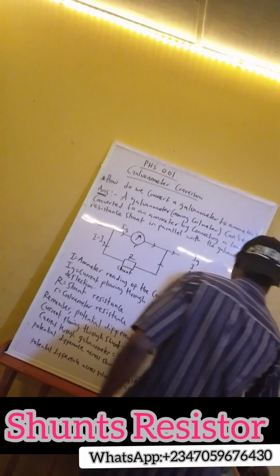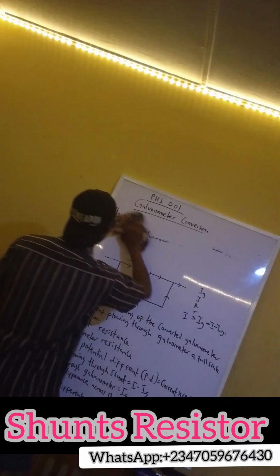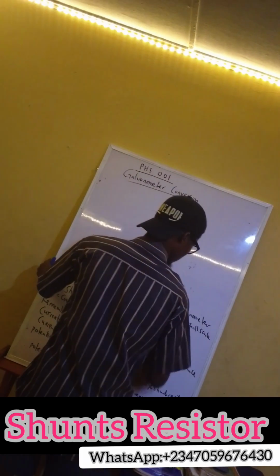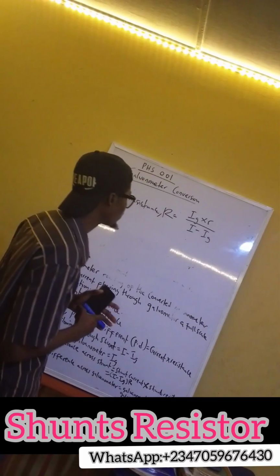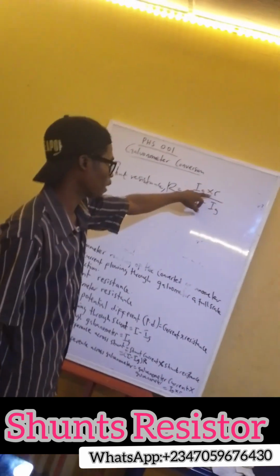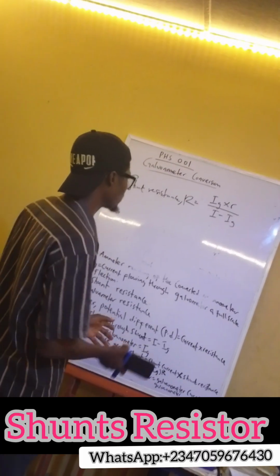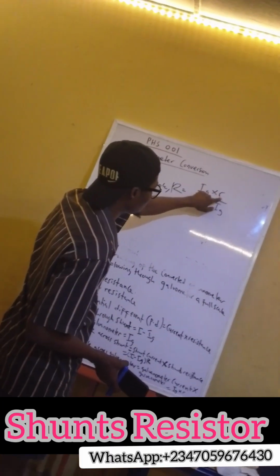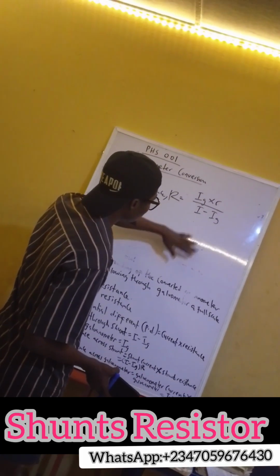So let us solve the question. I'm going to be solving a question, but before then, take note of this formula very well. Shunt resistance is equal to what? It is equal to the current through the galvanometer times the galvanometer resistance over the shunt current. Take note of that very clearly. Everything you have to do with the galvanometer, the galvanometer resistance and current through the galvanometer, is on top, and the remaining one down is the shunt current.